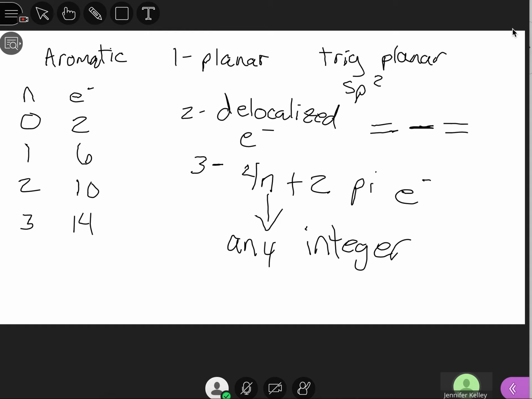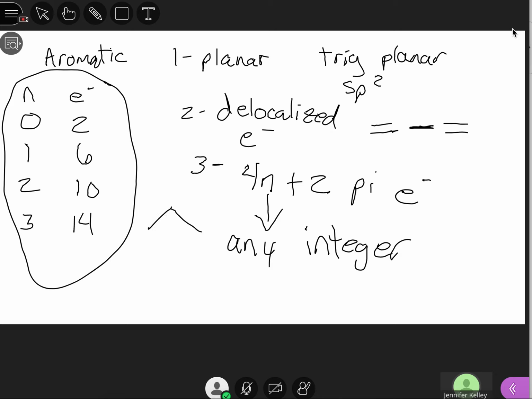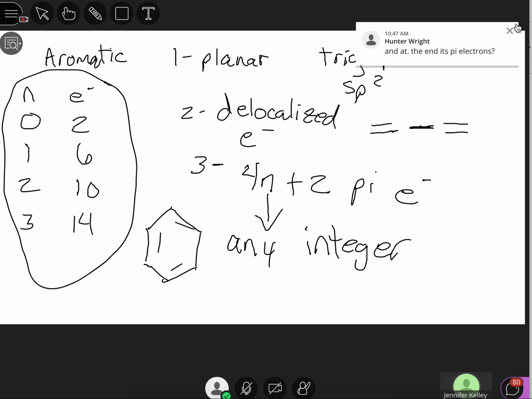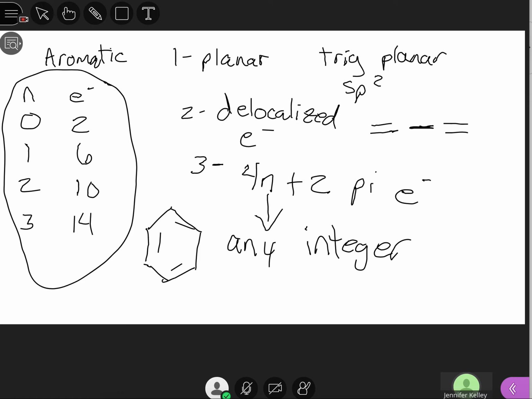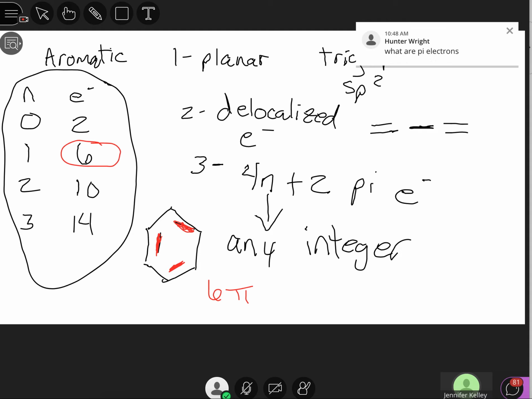So then what you do, once you've made a little chart like this, then you go back and you look at your compound, and we had this one. And we count how many pi electrons there are. And that's 2, 4, 6. And then we want to look for the number 6 on our chart. And if we find the number 6, then that means that it follows that rule. And so this one would be aromatic.